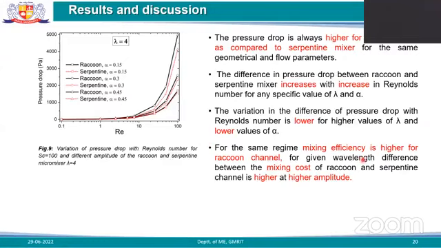So the difference, for any particular case of wavelength, if we see the difference between the mixing cost for Racon and Serpentine channel, it is higher at the higher amplitude. So these are some outcomes from the numerical studies for the comparison of Racon and Serpentine channel for different other parameters, different flow conditions.